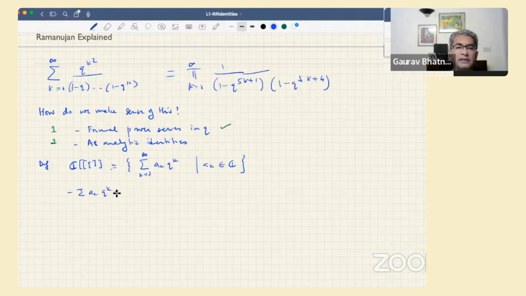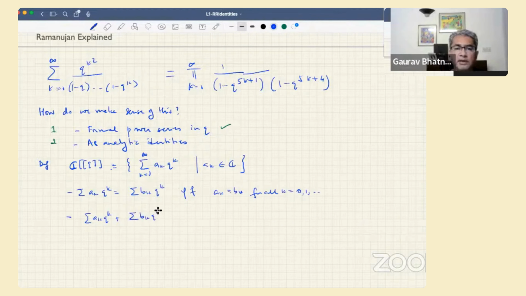Sum a_k q^k is equal to sum b_k q^k if and only if a_k is equal to b_k for all k. So coefficient-wise, they should match, then they're okay. You can define a plus here. So you can say sum a_k q^k plus sum b_k q^k is defined to be sum (a_k plus b_k) q^k. So again, k is going from 0 to infinity.